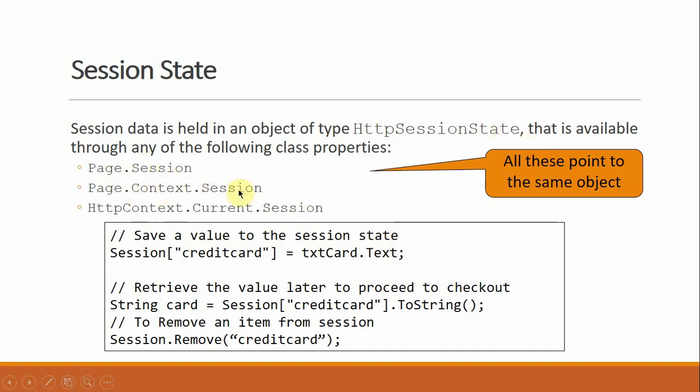Page.Session, Page.Context.Session, and HttpContext.Current.Session all point to the same object, which is the Session object. So the simpler code to remember is just this much: Session of name is equal to value. Where is the value coming from? It's coming from the user, from a text box. That's it. Okay, how do I get the value out of it?